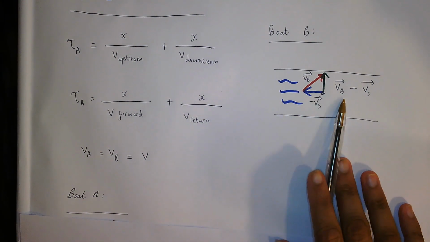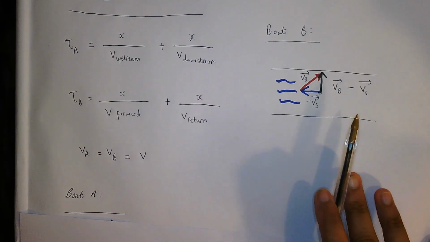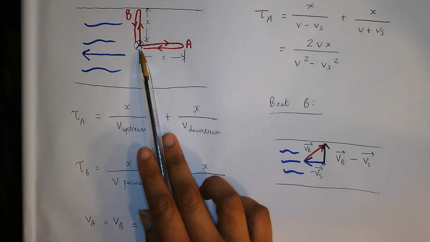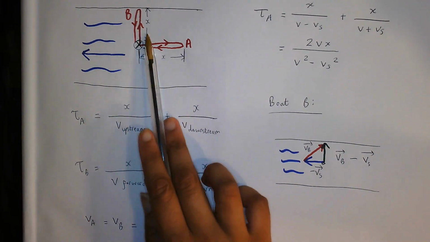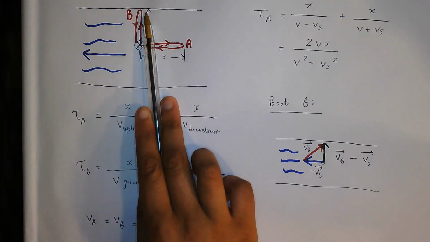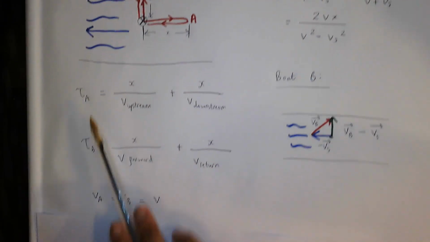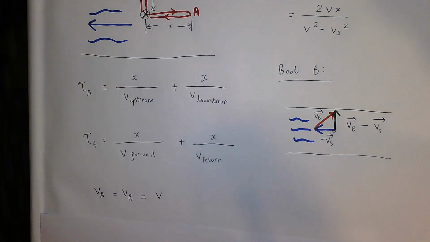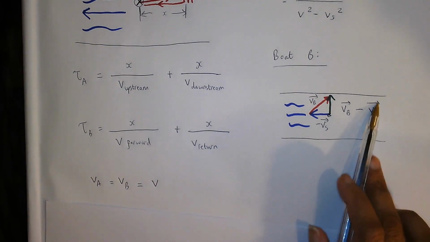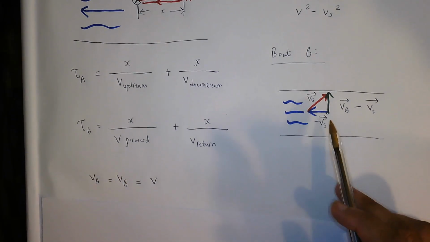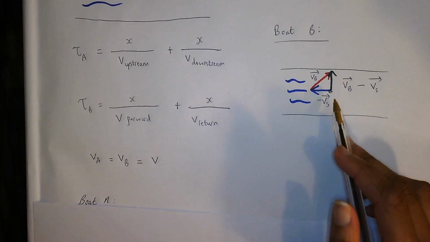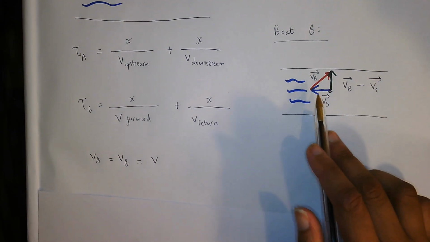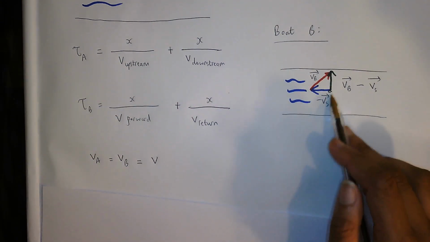So we want to work out the magnitude of this because the external observer, the two parameters that the external observer is seeing is the distance x that boat B travels and the time tau b that boat B takes to make this journey. So we need to work out the magnitude of this velocity vector, and we can do that using Pythagoras because we have a right angle triangle here.